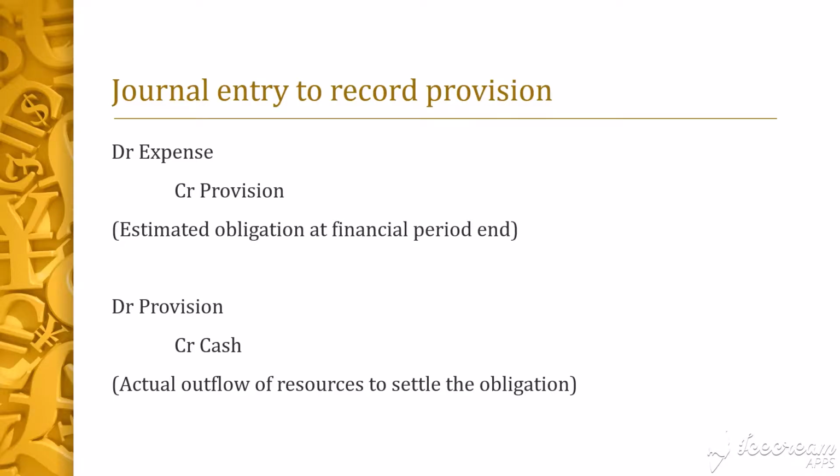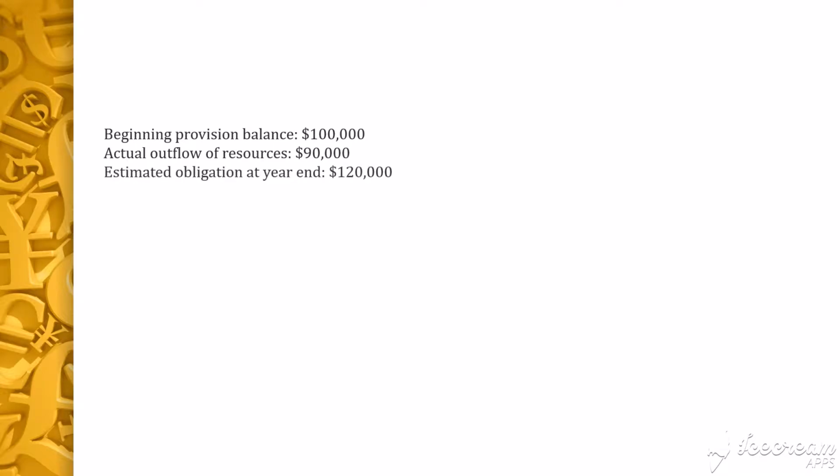Now, I need to caution you about the first journal entry because it may be quite confusing or even misleading. If the provision is of a recurring nature, for example, warranty, you enter the first journal entry to make the provision balance equal to the estimated obligation at the end of the financial period. To illustrate what I mean, let's assume that the provision for warranty balance is $100,000. The actual outflow of resources is $90,000. Estimated obligation at year end, $120,000.